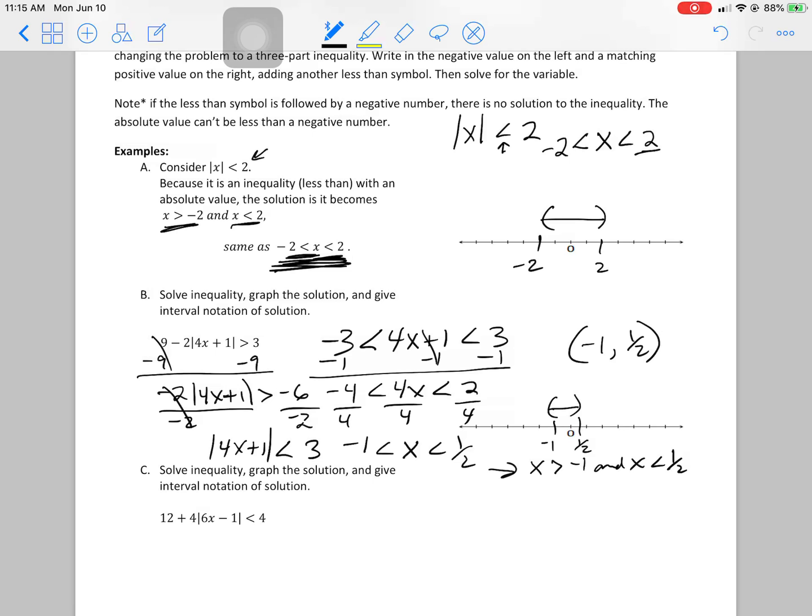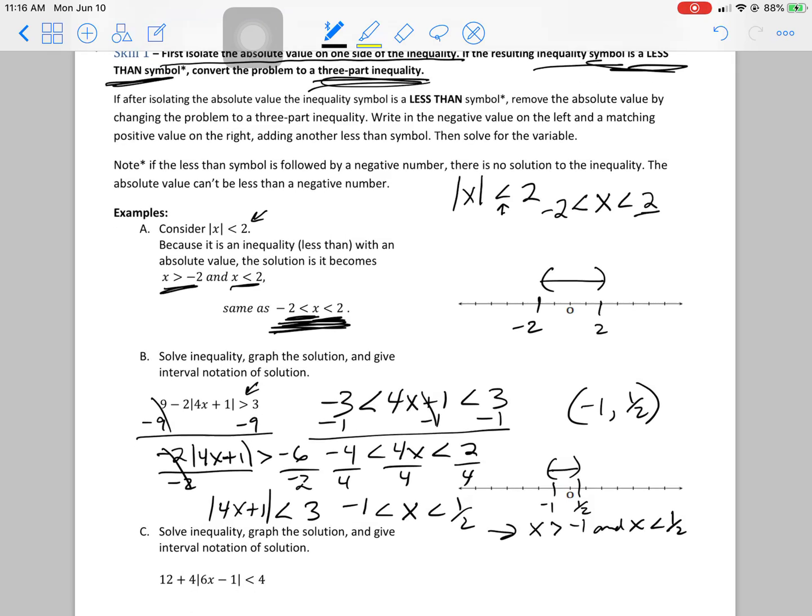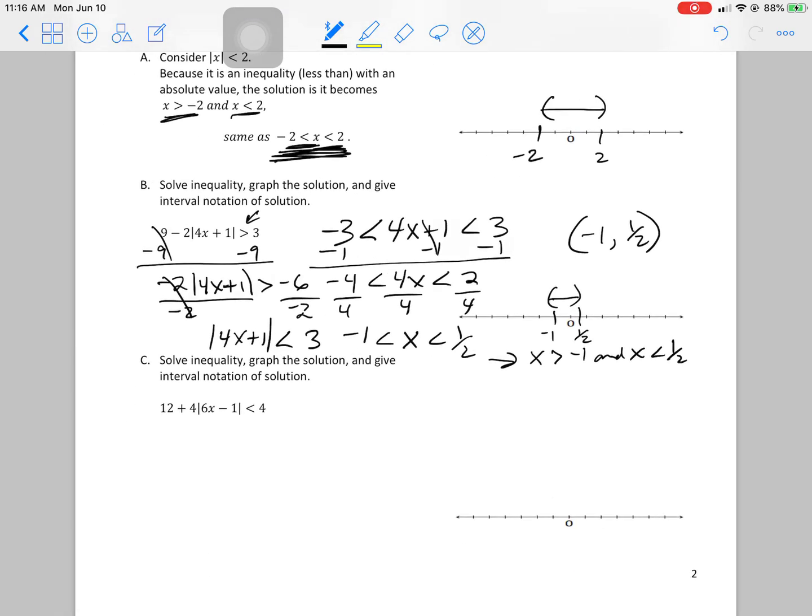Okay, so notice we started with a greater than symbol, we ended up flipping it because we divided by a negative number, which left us with a less than symbol. So if you're left with the less than symbol, then you're turning it into a three-part inequality. Okay, so it doesn't really matter what it starts with. This one I flipped it and turned it into a less than problem. Okay, so this one here, let's see what happens when we do this one.